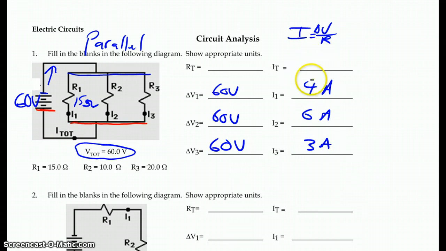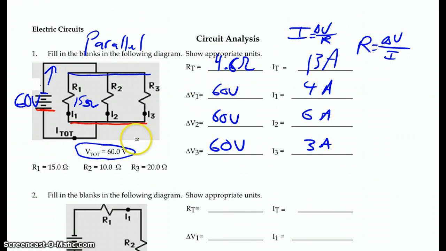Now to get the total, we can just add up those other three. 4 plus 6 is 10, plus 3 is 13 amps. And then we can go ahead and solve for the total resistance. Again, R is defined as the delta V over the current. So we have 60 divided by 13 would give us 4.6 ohms.